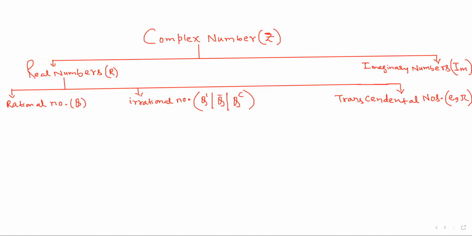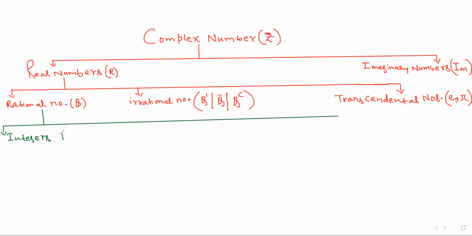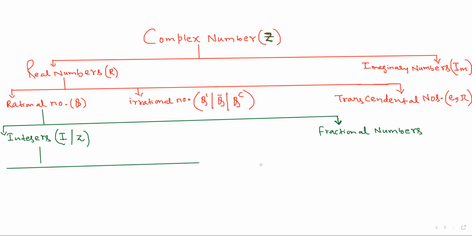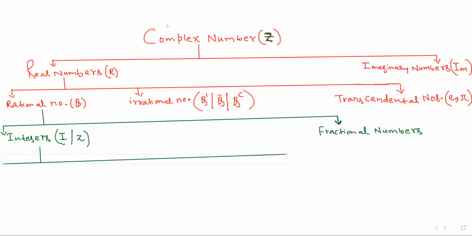After that, rational numbers have two types. First one is integers. Integers are represented by capital I or capital Z, simple Z, or Z with a cut. And another one is fractional numbers. And after that, integers have three types. One is positive integers.